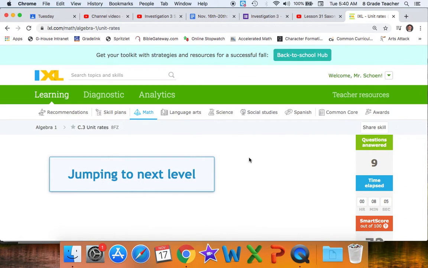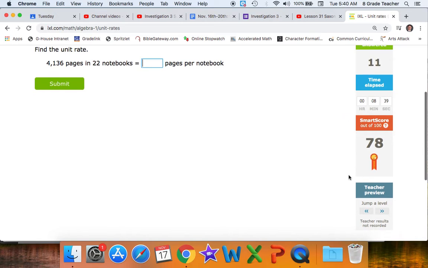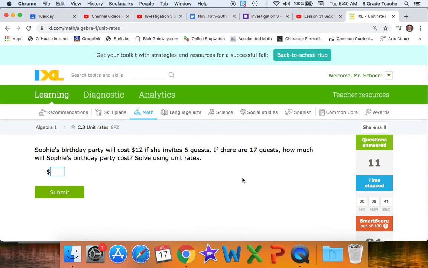We're going to jump ahead to the next level to where you actually have to go about solving something that's a little bit more complex. For example, 5,530 kilometers in 158 hours. So this becomes a larger division problem. 5,530 divided by 158 equals 35 kilometers per hour. And you can see that that pattern continues. As you go, they get a little bit more complex. 8,700 kilometers in 100 hours, divided by 100 equals 87. And the last level is actually going to ask you to apply what you've learned by solving a word problem.